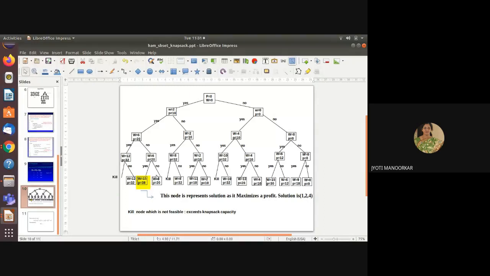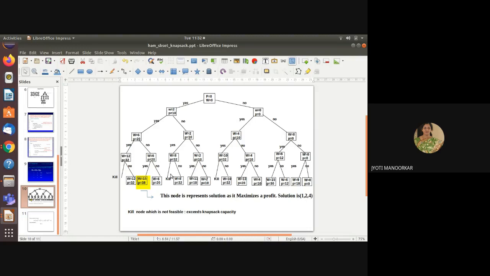So what is the meaning of this node at this point? You can see the branching, right? The flow of the branching is: first element yes, second element yes, third element no, and fourth element no. So this represents W is equal to 6 and P is equal to 20. This is how you reach this node by branching. So this represents that we have included the first element and second element only. This is how we are going to read it.